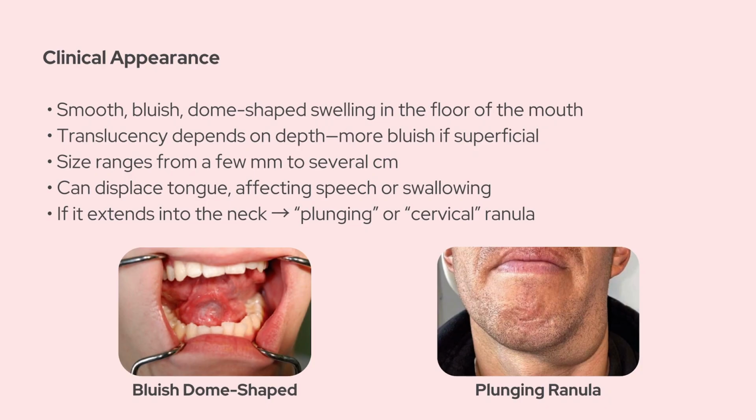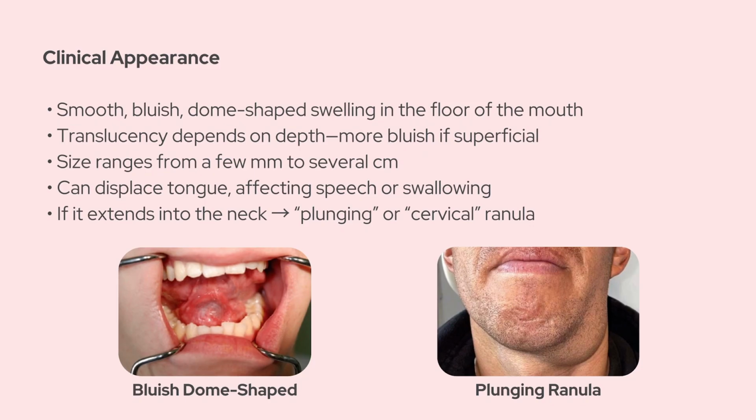Now, clinically, it usually shows up as this smooth, bluish, dome-like swelling in the floor of the mouth. If it's close to the surface, it's bluish and translucent. But if it's deeper, you might not see the color. It could just look pale or even normal in color. The size varies a lot. It can be just a few millimeters or even several centimeters. Some get big enough to push the tongue up, which can mess with speech or swallowing.